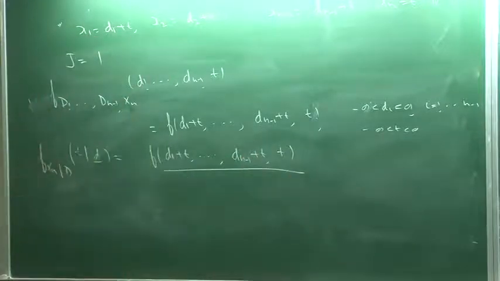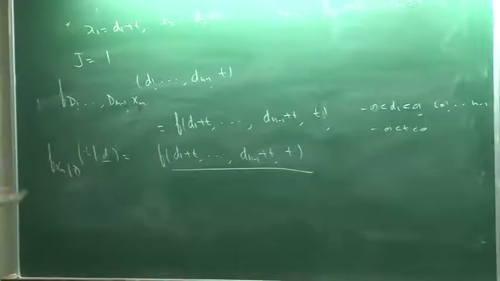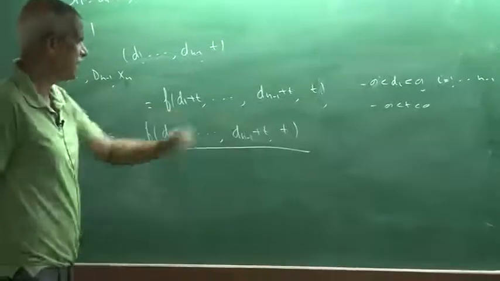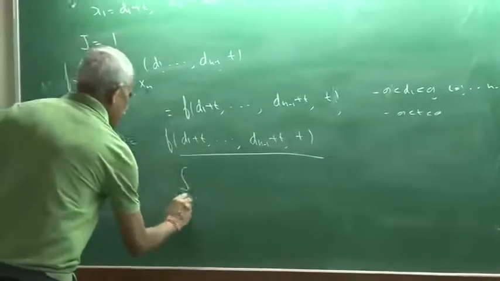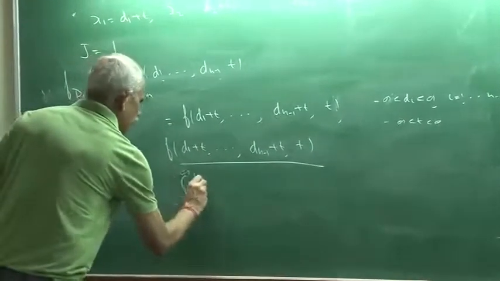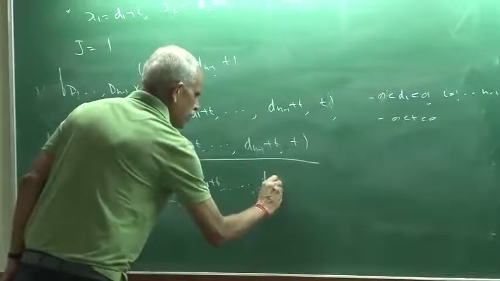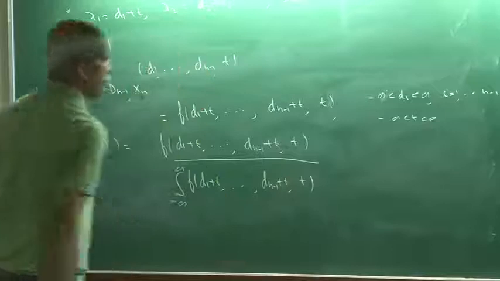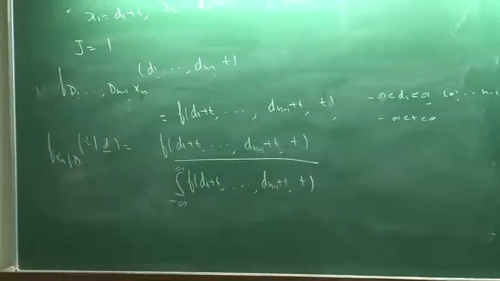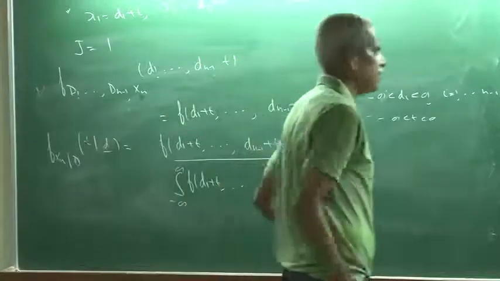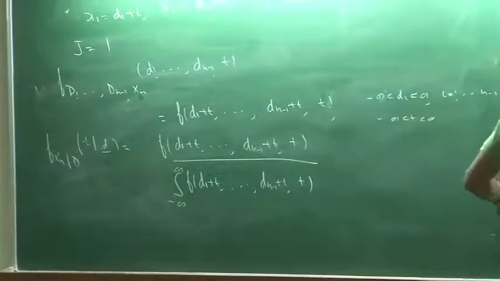Divided by marginal of t. Marginal of d means in the joint you integrate out the unwanted variable, which is t. So minus infinity to infinity f of d1 plus t, dn minus 1 plus t, t. So this is what the conditional PDF is.